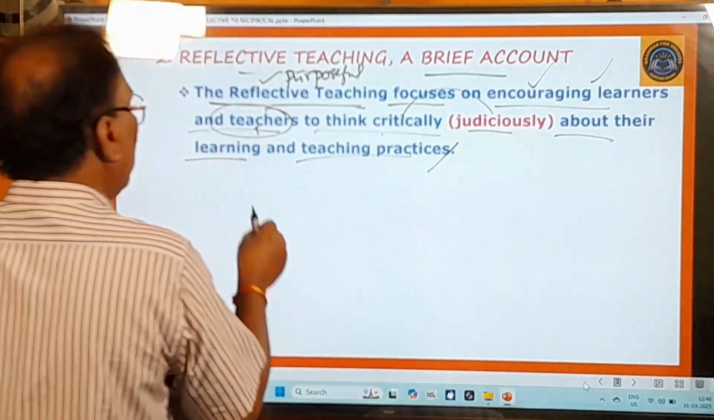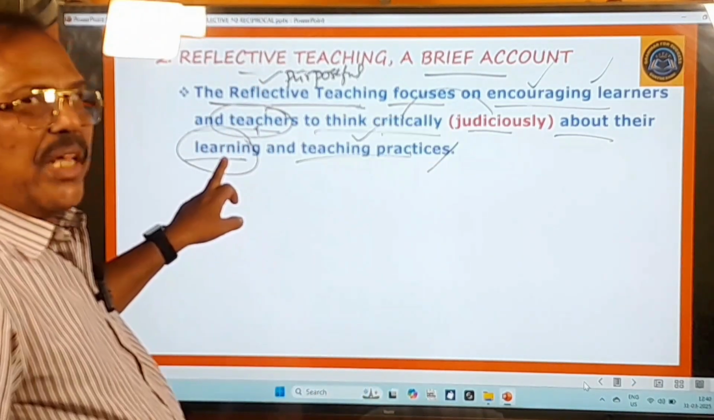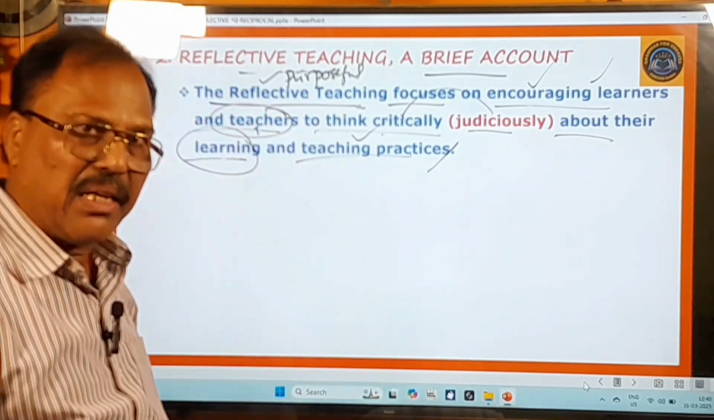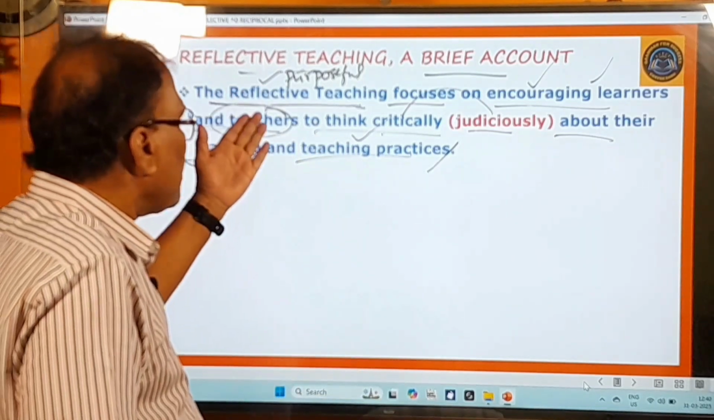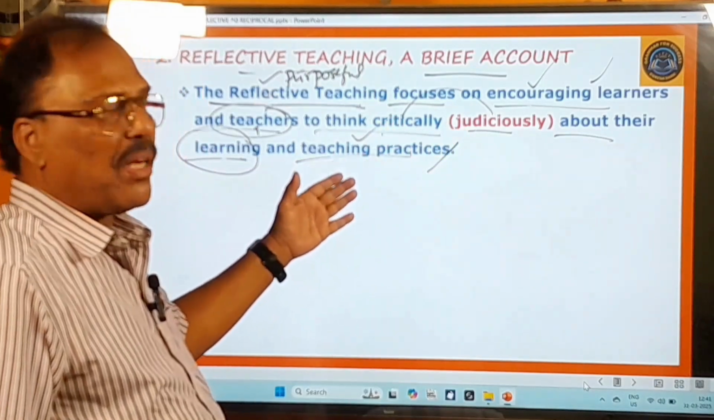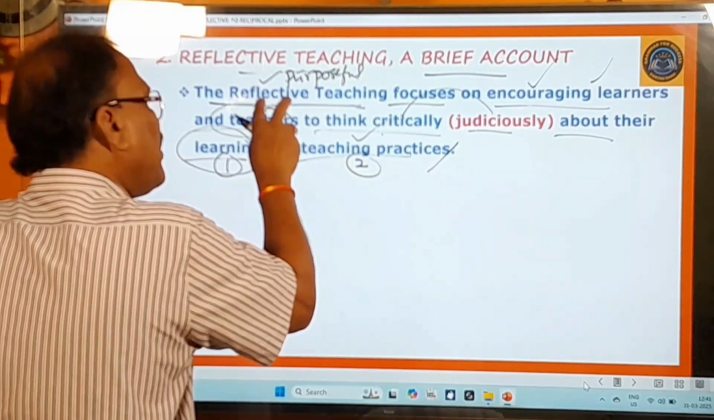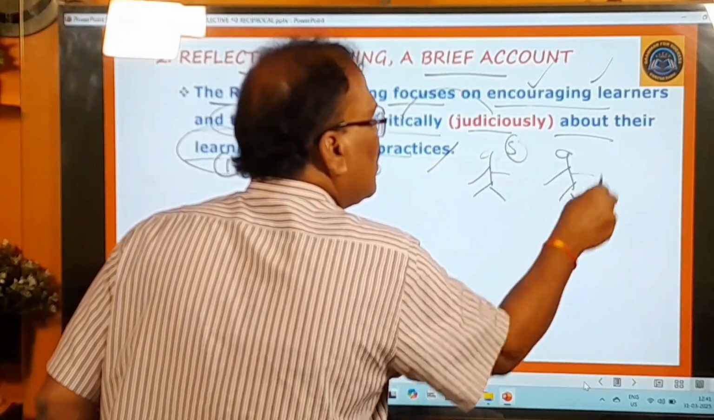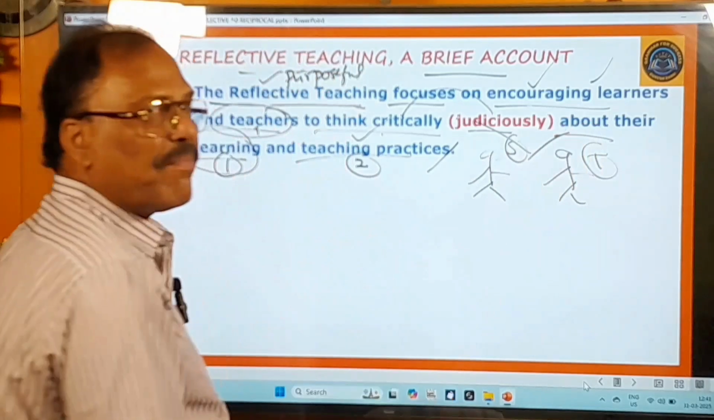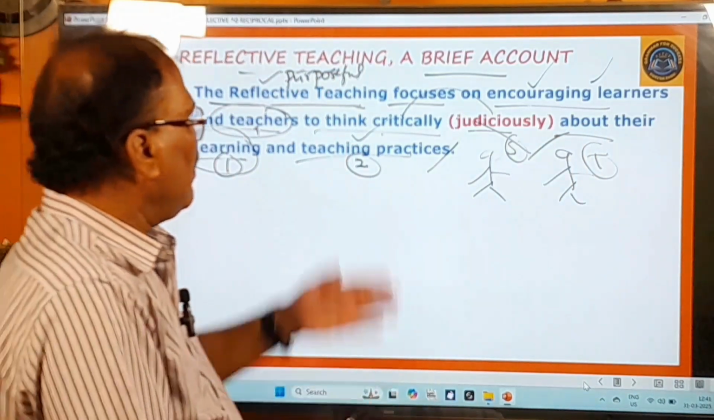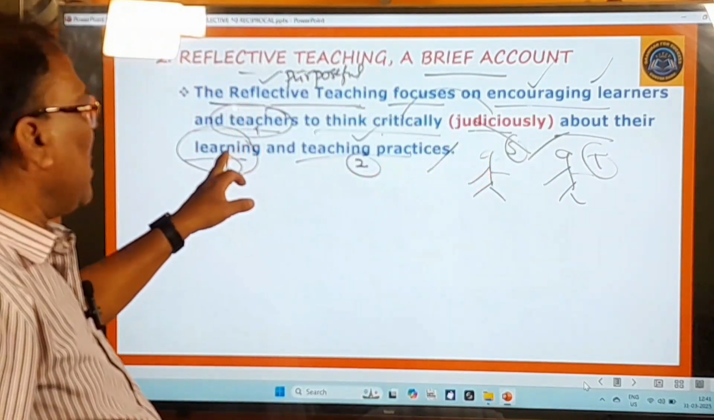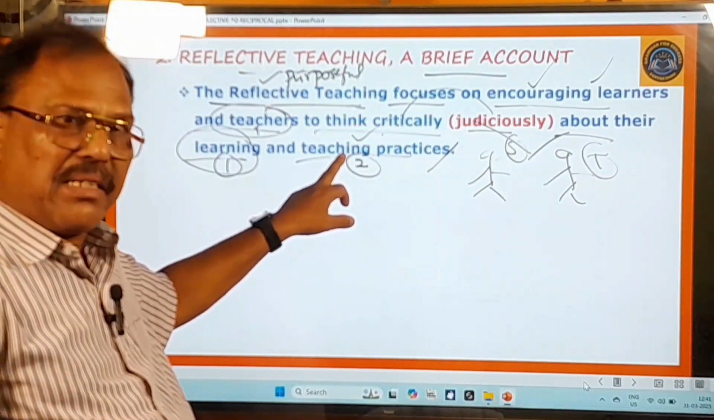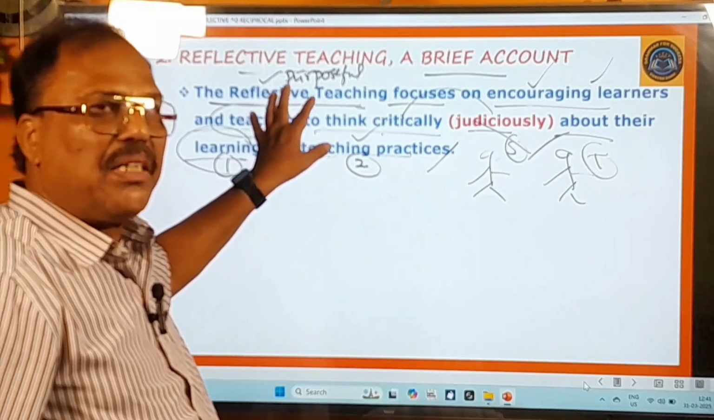About what? About their learning. The students think critically about their learning, about their knowledge, about what they are learning in the class. And the teachers think critically about their teaching practices. In this way, this reflective teaching will encourage both the students and the teachers. It encourages students to think critically about learning, and it encourages teachers to think critically about their teaching practices. So that is reflective teaching.